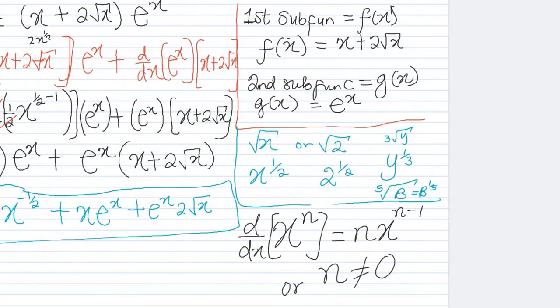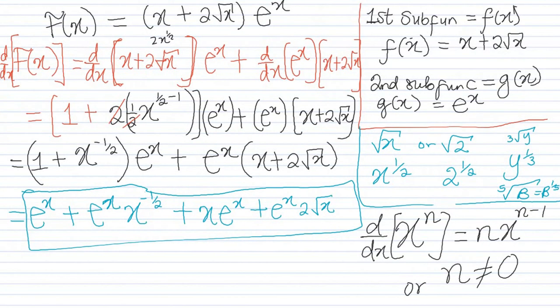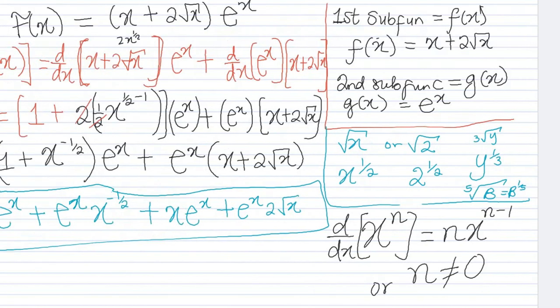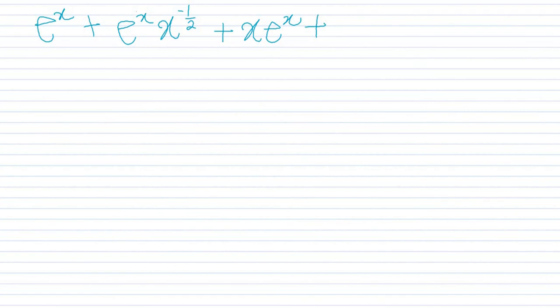So that is that, and then you have, let me rewrite it. So you have e to the x plus e to the x of x raised to the power negative 1/2 plus x e to the x plus e to the x 2 root of x. That is your answer. But now we have x raised to the power negative 1/2.